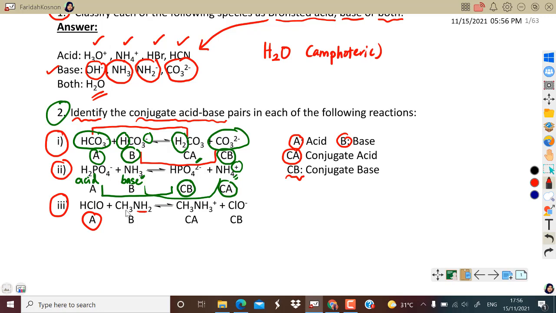Jadi, CH3NH2, it is a base. So base. So what happened to hypochlorous acid? According to Bronsted theory, it will donate its proton and form ClO minus, where ClO minus is the conjugate base, while CH3NH2, the base, accepts the proton, which comes from HClO, and forms CH3NH3 plus. So CH3NH3 plus is the conjugate acid.